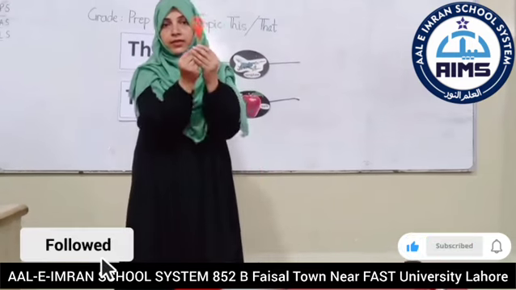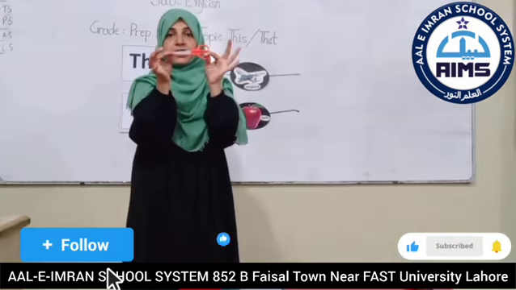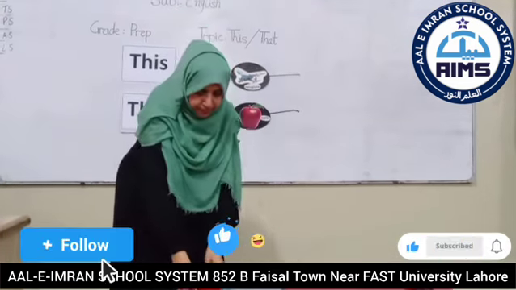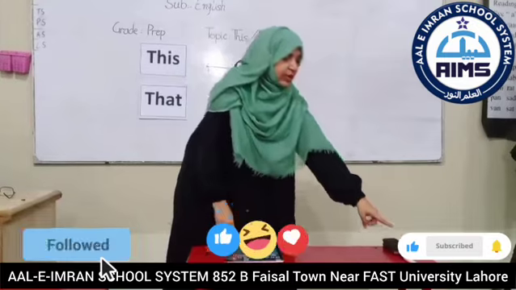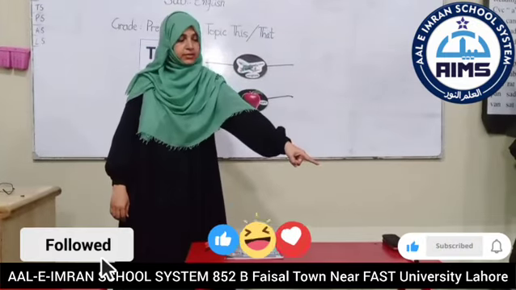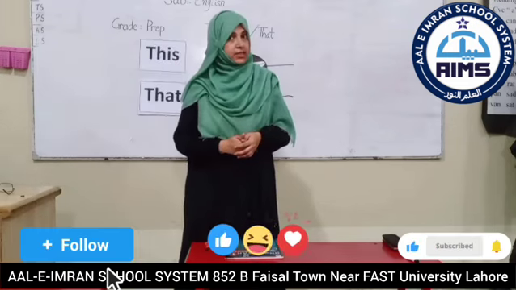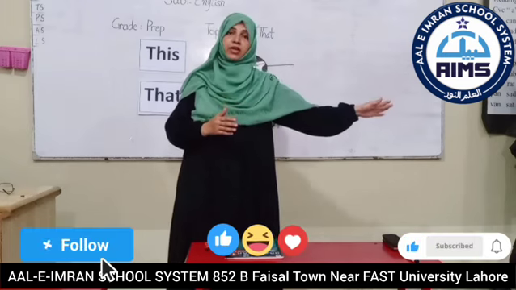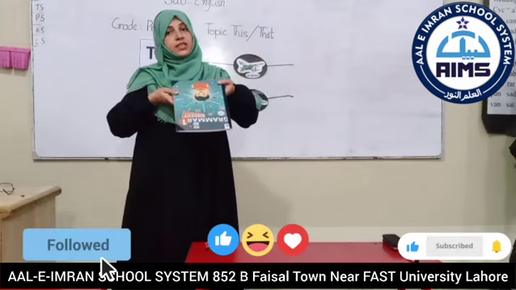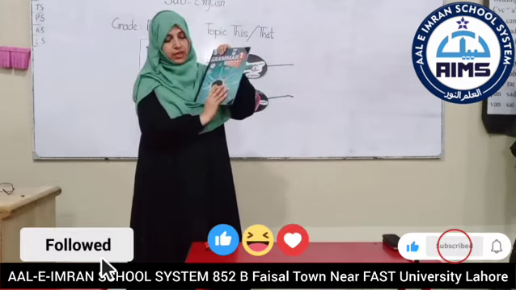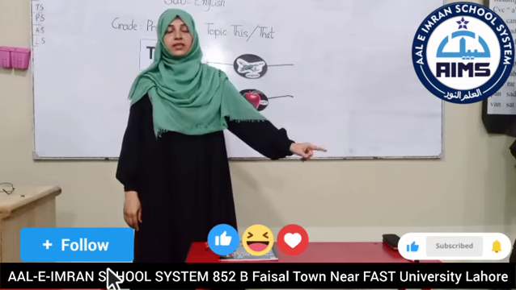The scissor is near, so we will use the word this. This is a scissor. The board marker is far away. We will use that. That is a marker. When the things are near, we use this, and when the things are far, we use that. The book is near to me, so this is a book. The duster is far away, so that is a duster.